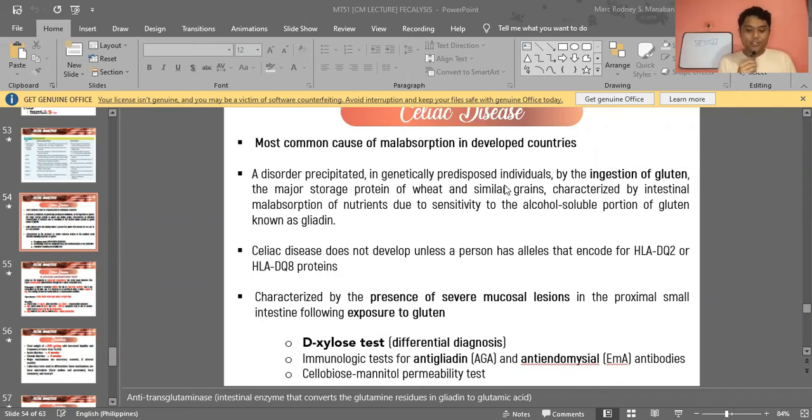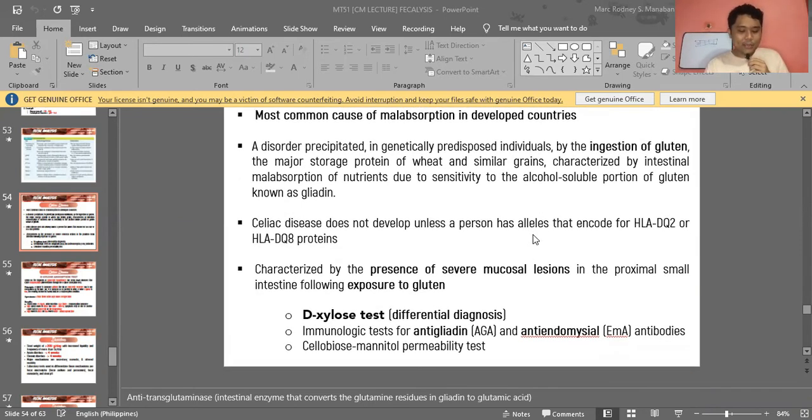Severe mucosal lesions in your intestine after exposure to gluten. Because again, when you eat gluten, the body reacts, produces antibodies, and causes inflammation in your mucosal lining, all right? And in the tests for this, you have the D-Xylose test, you have the immunologic test, of course, to detect antibodies. You have antibodies against gliadin, anti-gliadin, and you have anti-endomysial antibodies or the connective tissue in the intestine.